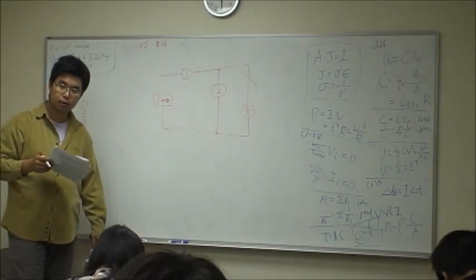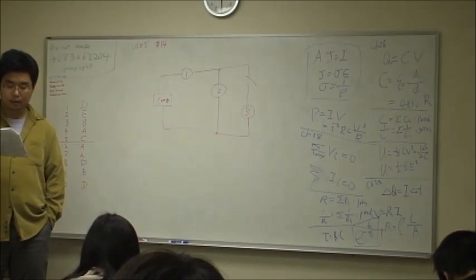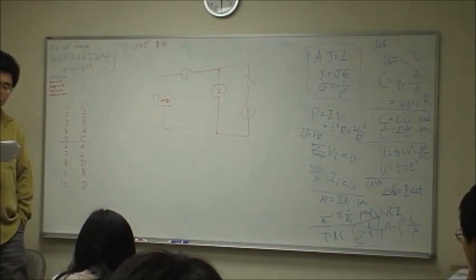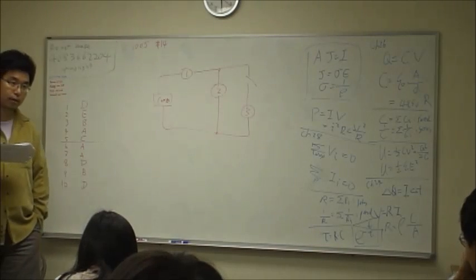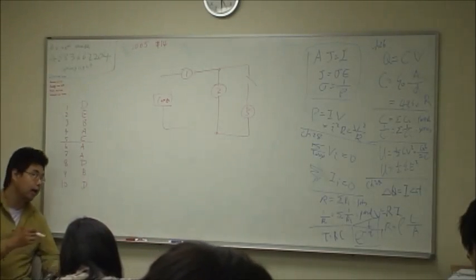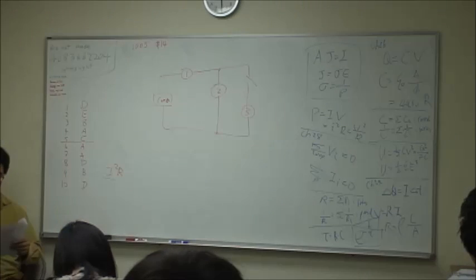Let's see. Okay, yeah, that's correct. So let's look at it together. Argument A, bulb 1 becomes dimmer, is that true or not? No, because the current doesn't change, right? The same amount of current goes through it. And the power is what? I squared times R, right? So it doesn't change.